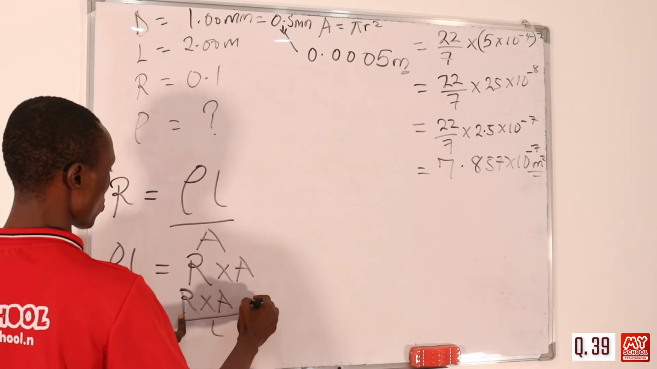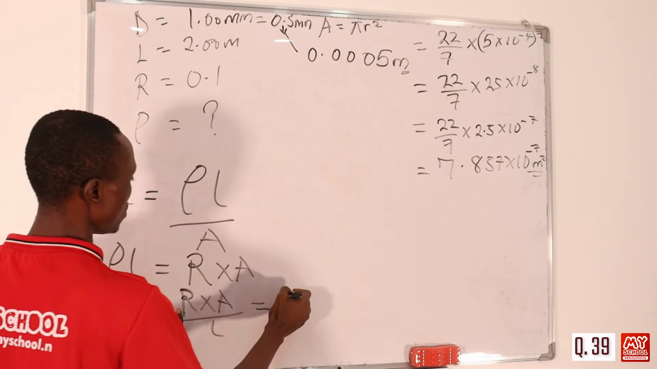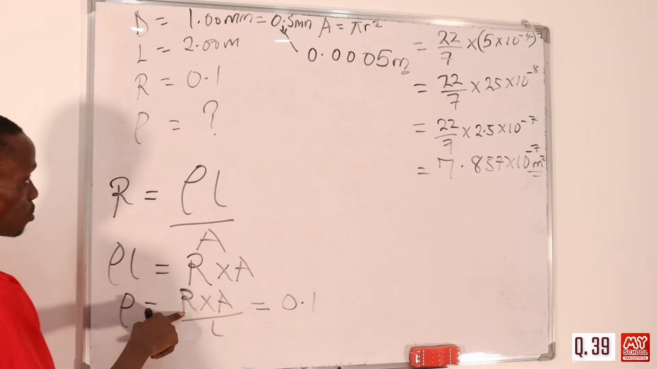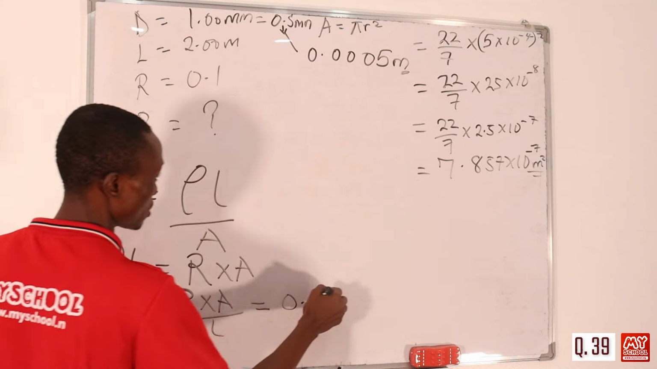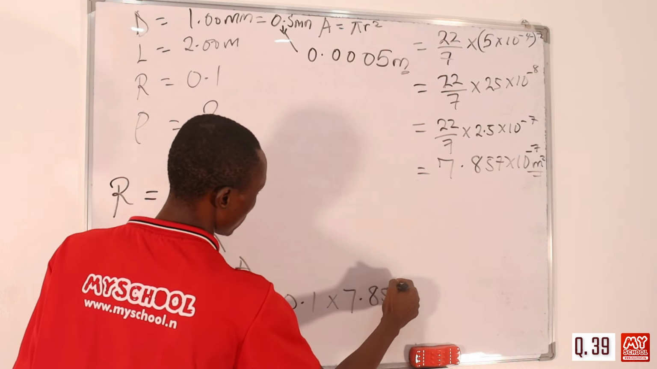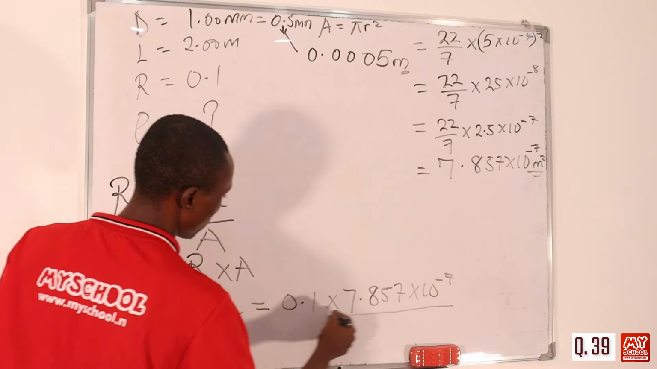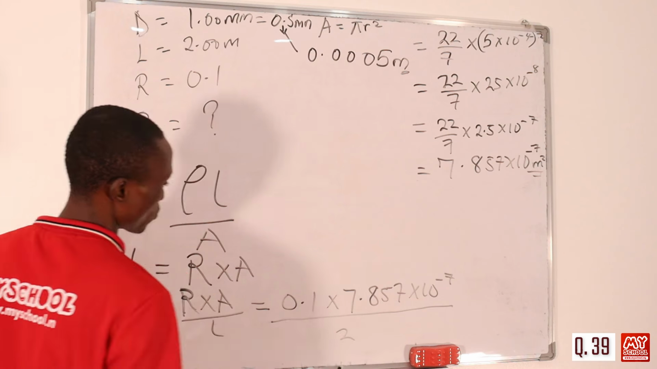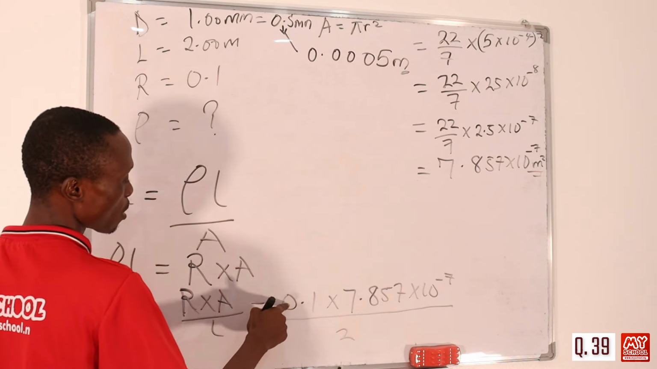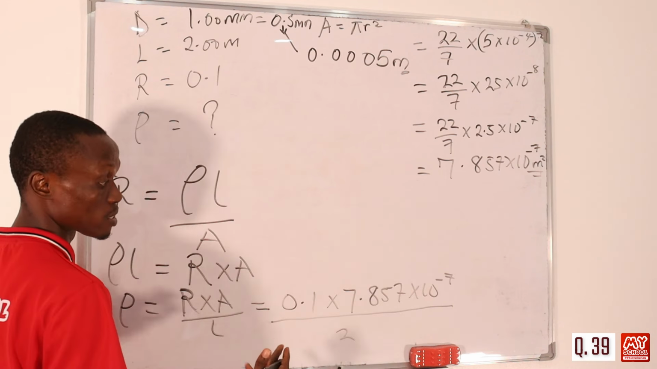If we substitute into our formula so that we can calculate the resistivity, we'll be having 0.1 for the value of the resistance, times the area, which is 7.857 times 10 raised to power minus 7, then divided by 2. Now here we're having 0.1. Of course, the essence of all this is so that we can easily divide.